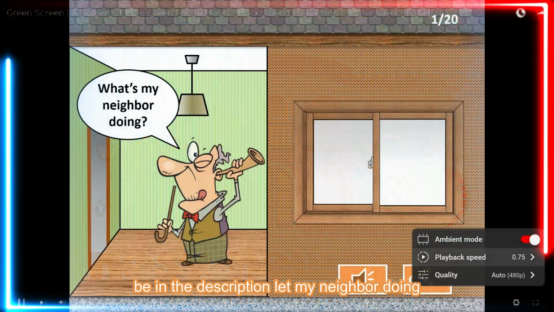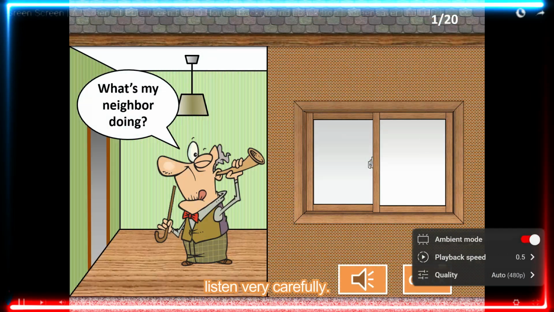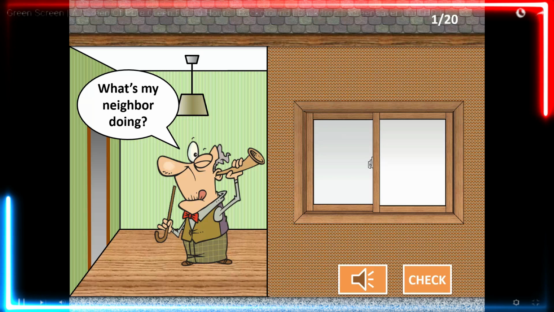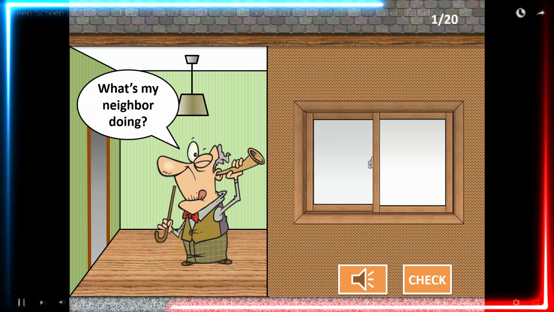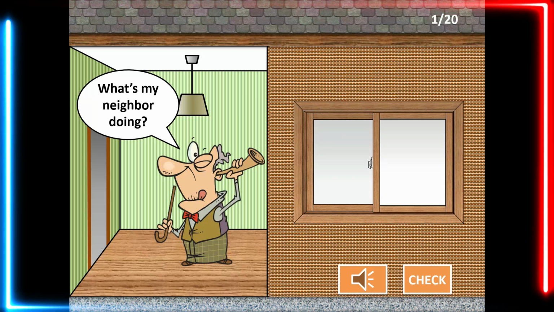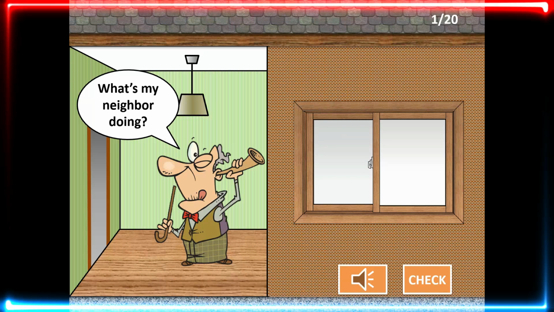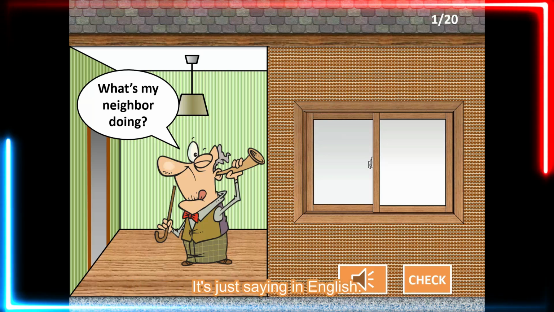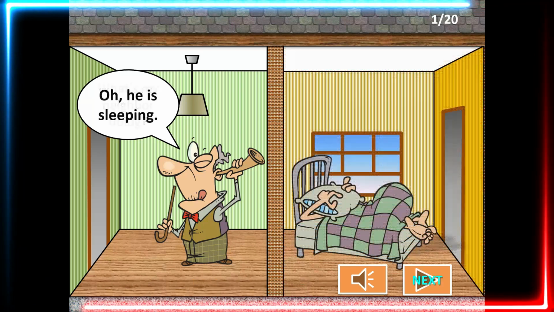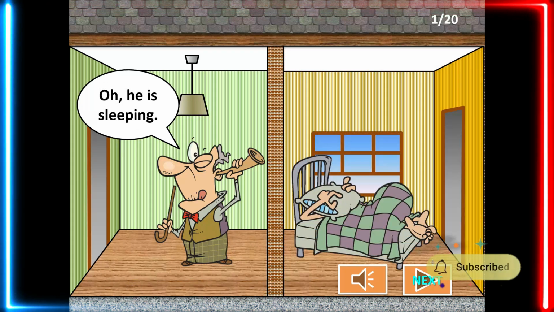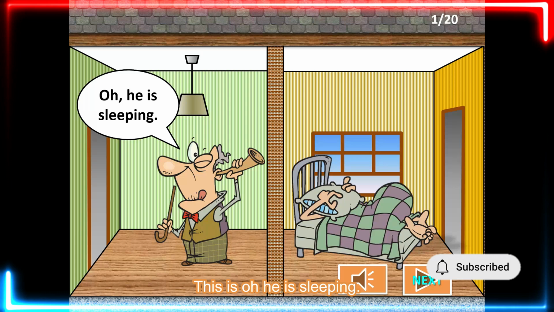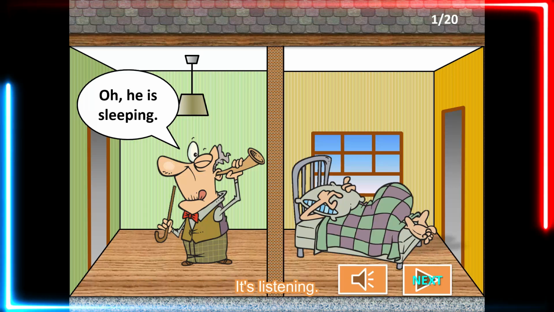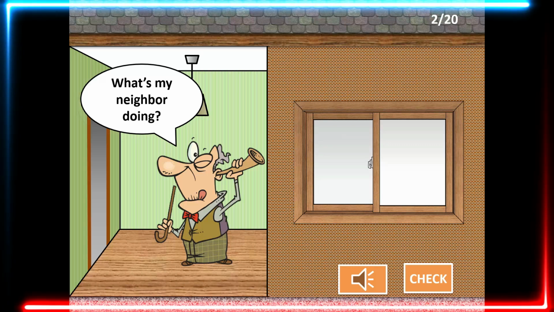What's my neighbor doing? Listen very carefully. Do you know what he's doing? If you know what he's doing, you can guess now. Let's practice saying it in English. You can read with me on the left hand side. It says, oh, he is sleeping. You can see his picture, he's still sleeping. Let's listen. What's my neighbor doing?